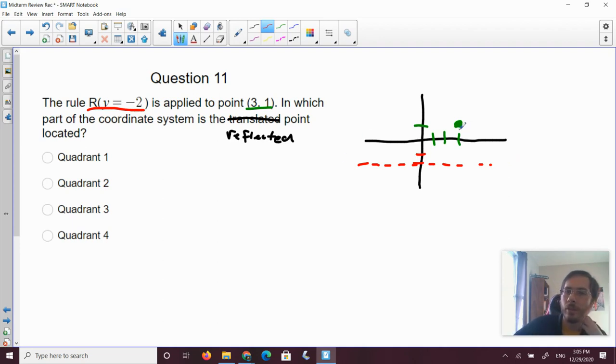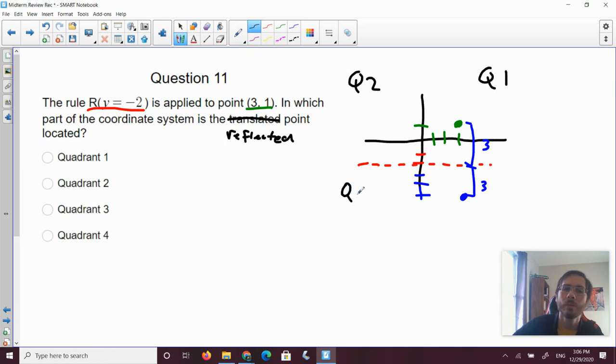So in this case, to get to the line of reflection, 1, 2, 3, it's going to take us 3 to get to the line of reflection. So if we wanted to reflect it, we'd have to go another 3 down. 1, 2, 3. So that's where my point is going to end up. And then we just have to decide what quadrant that's in. So remember the quadrants. Quadrant 1 is up here, quadrant 2, quadrant 3, and then quadrant 4. So that one ended up in quadrant 4. So we just wanted to follow the point along the transformation.